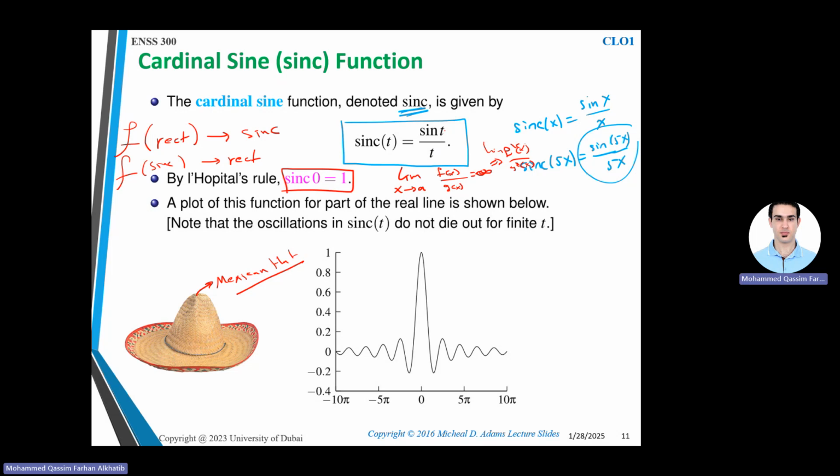That's L'Hopital's rule in calculus. So the plot of this function for part of the real line is shown below. Okay, so that's the 0 point, and it has zeros at multiples of pi, if I recall. And the maximum value is at 0, which equals 1. Another property of the sinc function is that it does not die for infinite t. So it keeps oscillating. But we usually do approximation from a certain point to another.